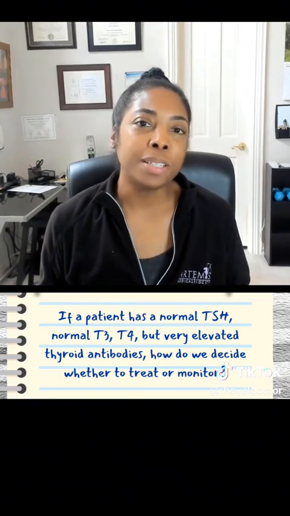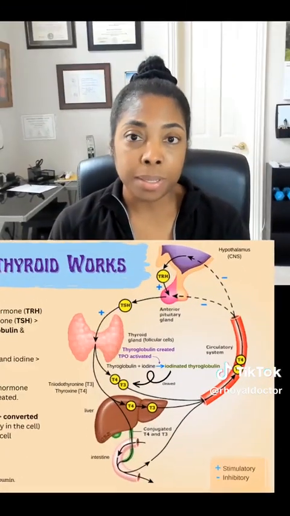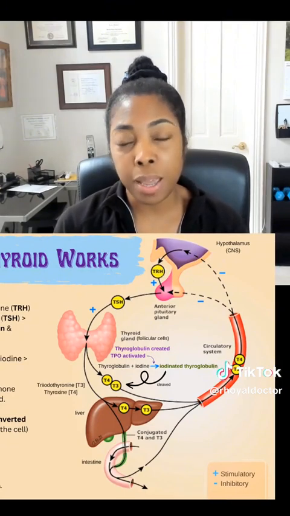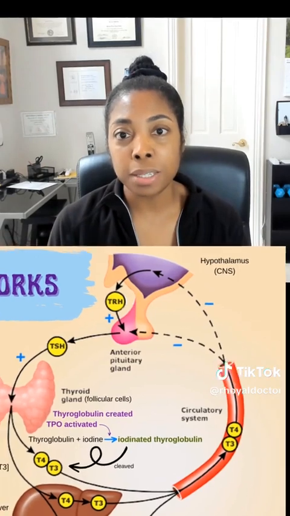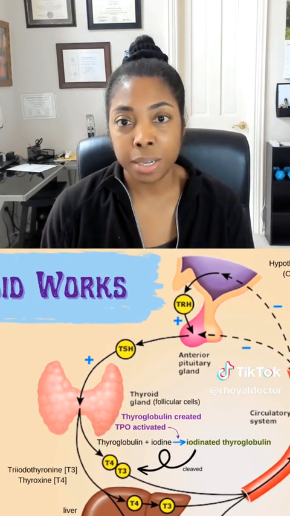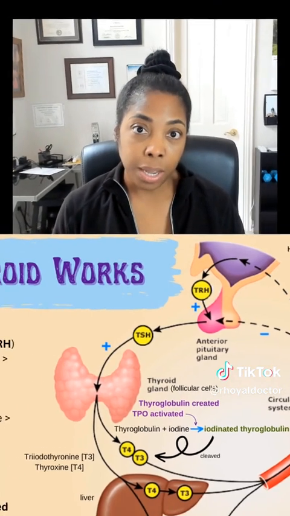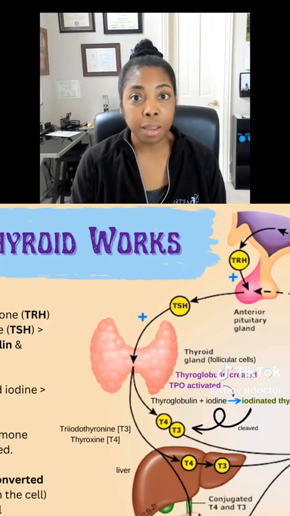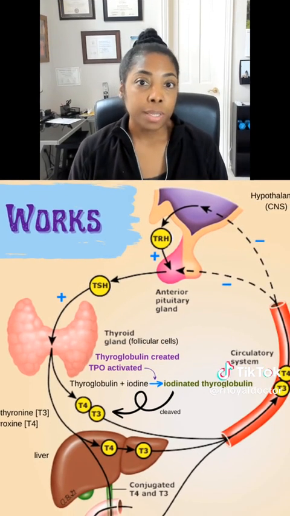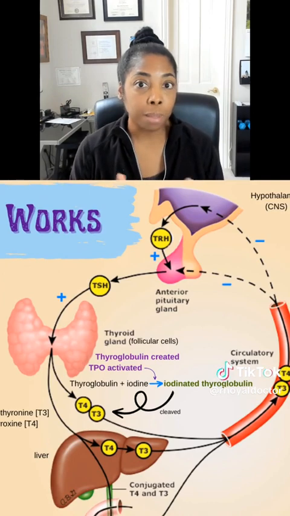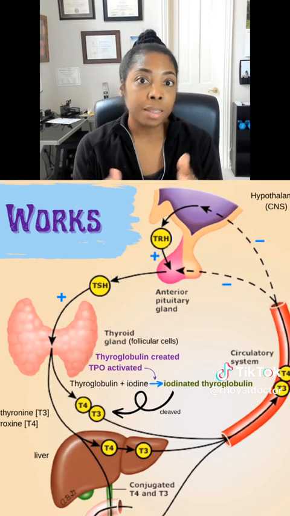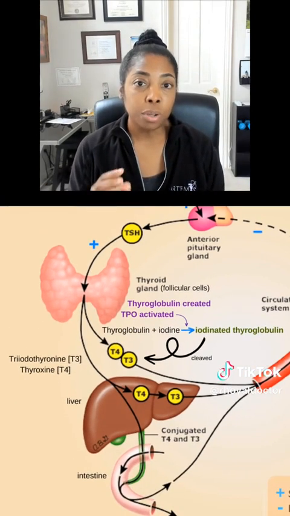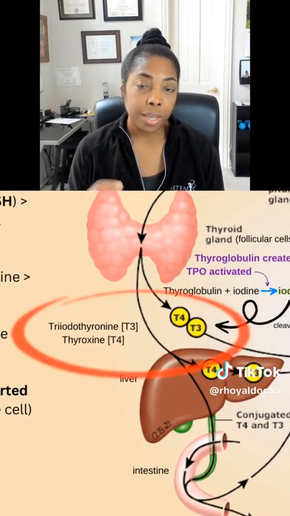So let's briefly discuss how the thyroid works. The hypothalamus and the CNS, the central nervous system, produces thyrotropin releasing hormone, which goes to the anterior pituitary and activates the release of thyroid stimulating hormone, which is TSH. The TSH goes to the thyroid gland's follicular cells and prompts them to produce thyroglobulin, and it also activates thyroid peroxidase, which is TPO. TPO facilitates the reaction between thyroglobulin and iodine to produce iodinated thyroglobulin. Iodinated thyroglobulin is cleaved, and the two thyroid hormones are created, T3 and T4.